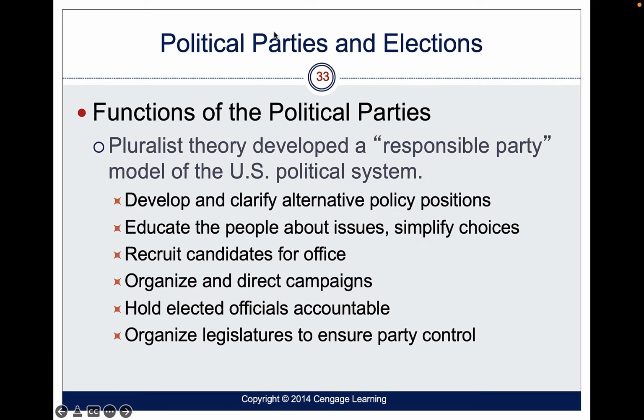Okay, so let's shift a little bit and talk about parties. From the pluralist view, and remember, we're focusing on two theories this semester, pluralism and elite theory, pluralist theory developed a responsible party model for the U.S. system. Hopefully this would help people develop and classify alternative policy positions, be able to compromise and bargain, hold elected officials accountable, organize legislatures to ensure party control, and organize and direct campaigns.